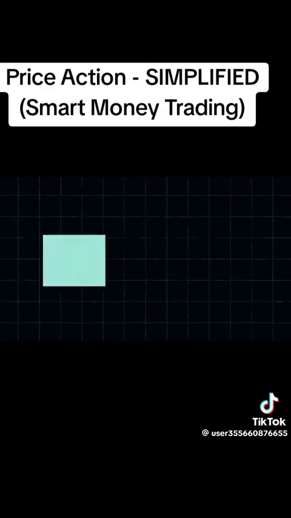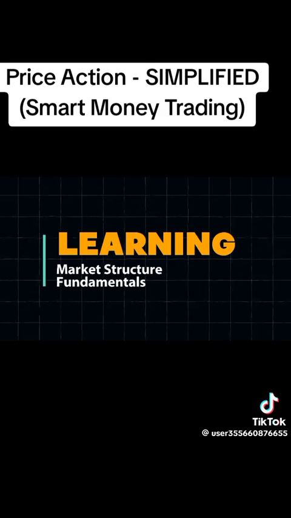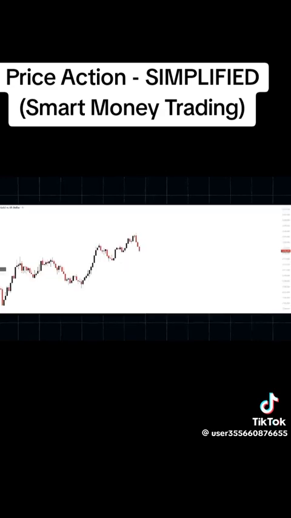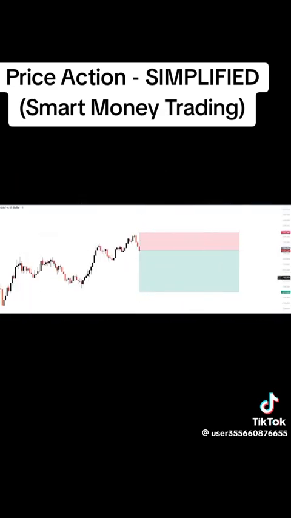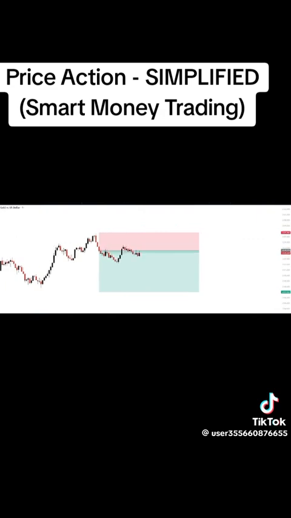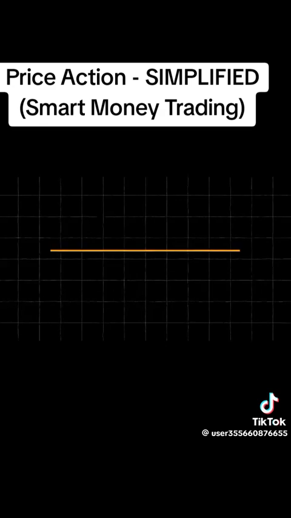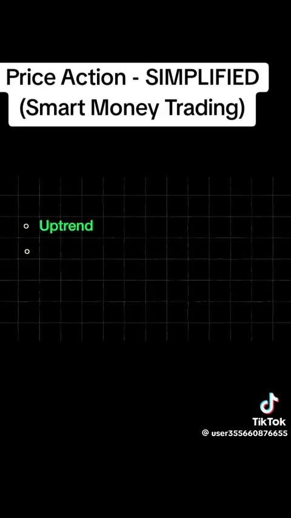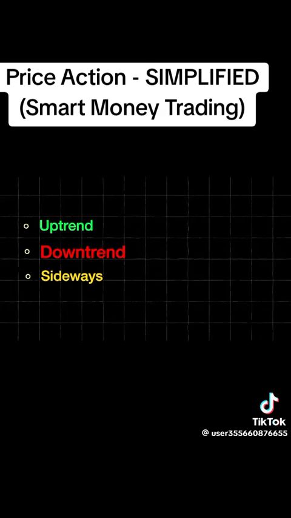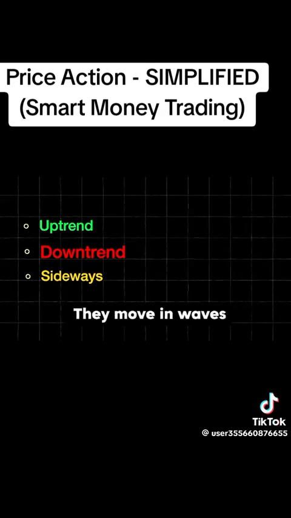So our first topic of discussion is learning the basic fundamentals of the market structure to avoid opening positions on the wrong side of the market and being used as liquidity for the smarter traders. The basic structure has three fundamental movements. We have an uptrend, a downtrend, and a sideways action. These are the only structures a market has, and they move in waves, as we will explain later.